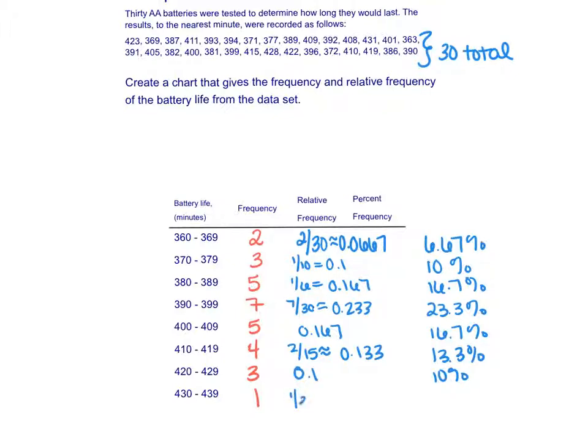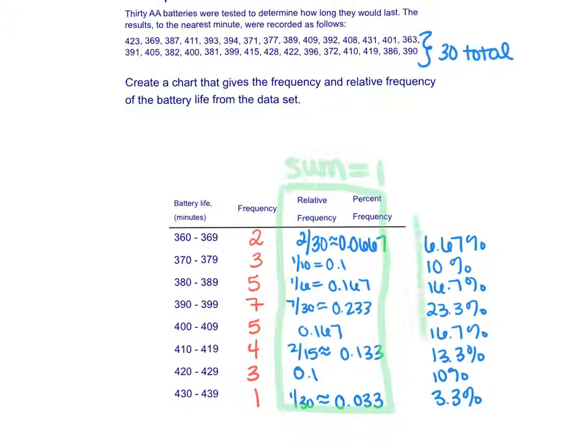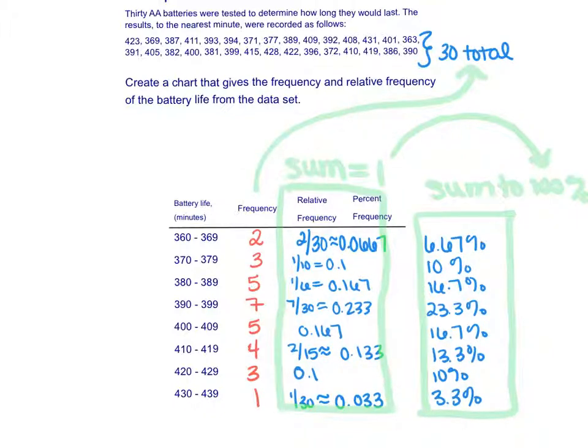And then 1 out of 30 here. When I put that in my calculator, I get 0.033 or 3.3%. So when I'm thinking about relative frequencies, let's remember that when I add up all the relative frequencies here, they should sum to 1. If I'm adding up all of the percents, they should sum to 100%. Since 1 as a relative frequency is 100%, and then remember that the frequency should sum to the total number of trials in your experiment.